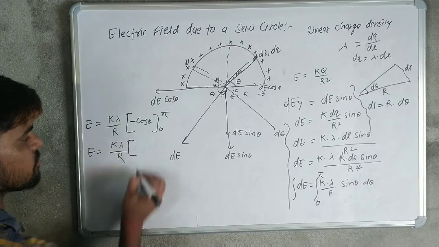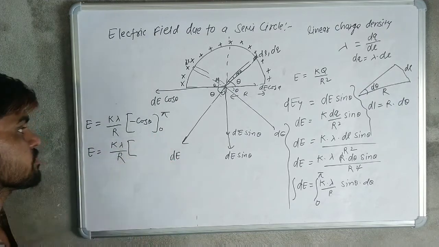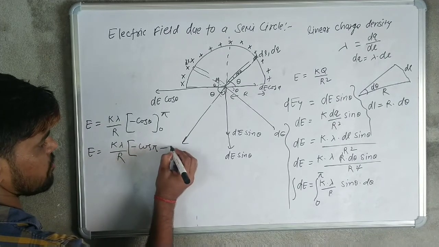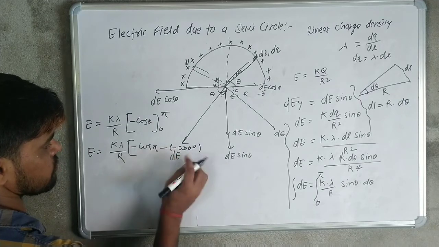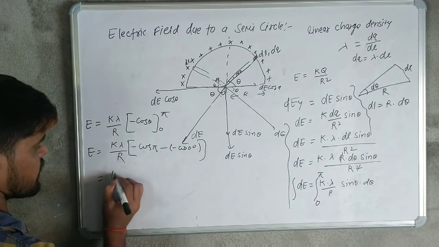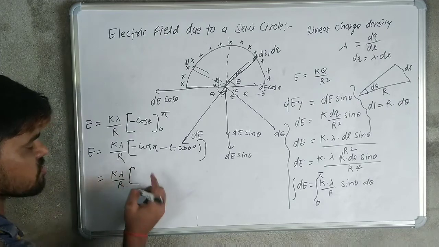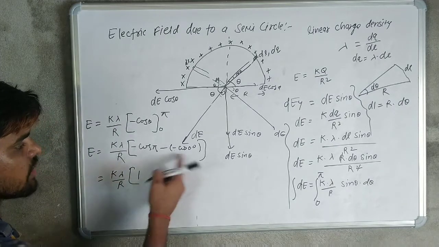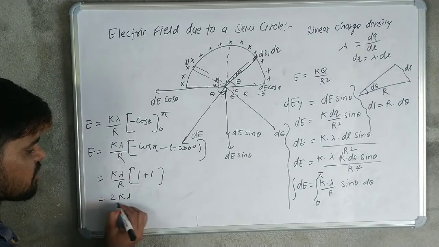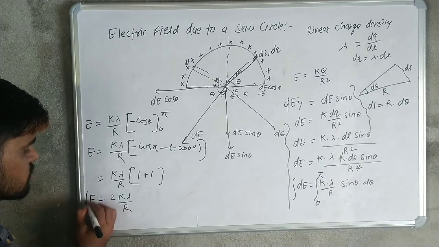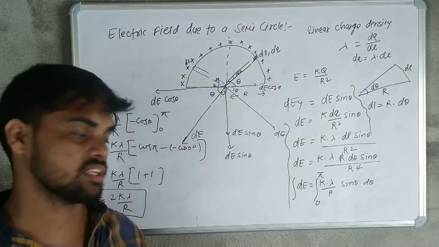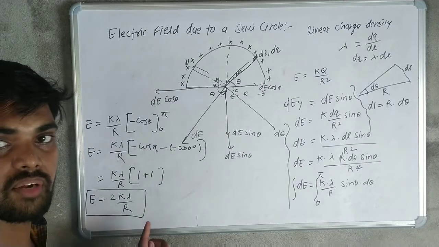Now we put in the limits: minus cos pi and minus of cos 0 degrees. This will be 1 and this will also be plus 1. So we can write 2k lambda upon r. So the electric field at the center of this semicircle is E equal to 2k lambda upon r.